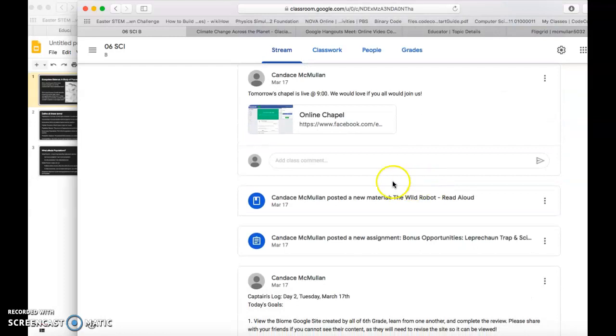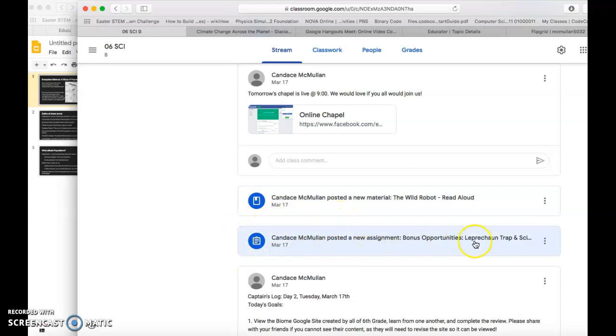Another note that I want you to see is The Wild Robot. Those of you who are enjoying that story, Mrs. Roschke is taking her time to read each chapter aloud and send that recording. So you can still listen to that read aloud, and I'm just adding them as she sends them to me.